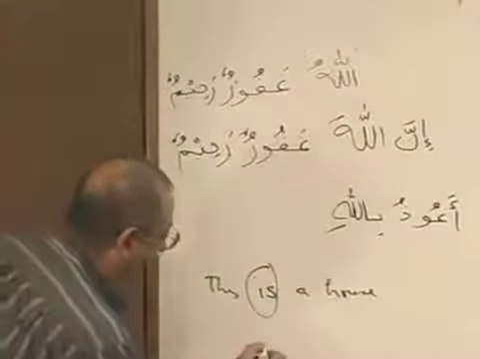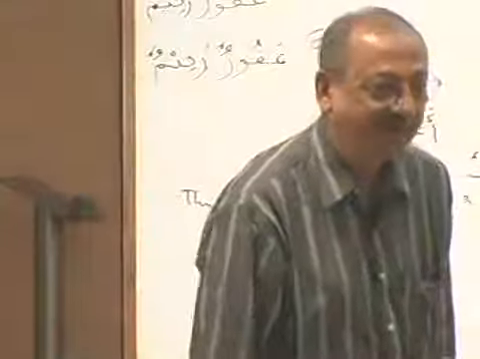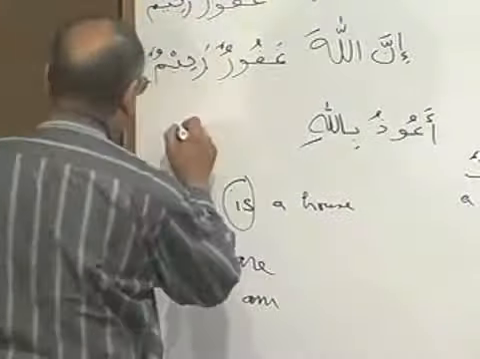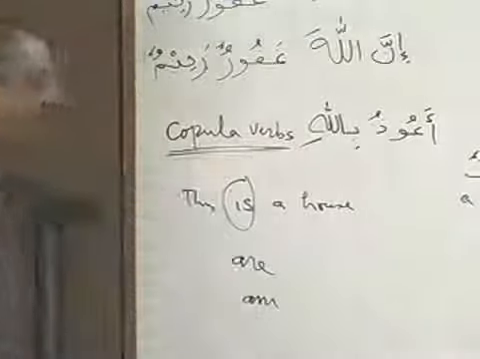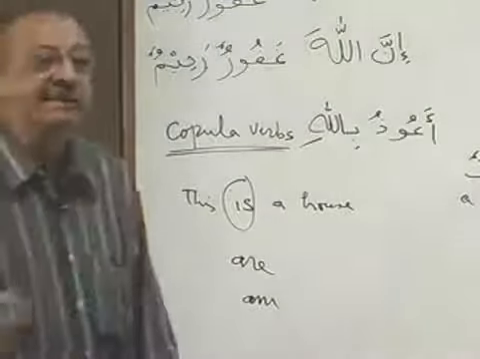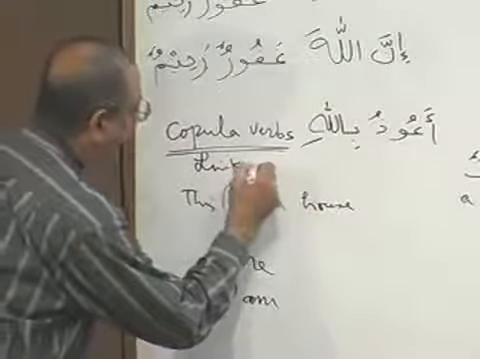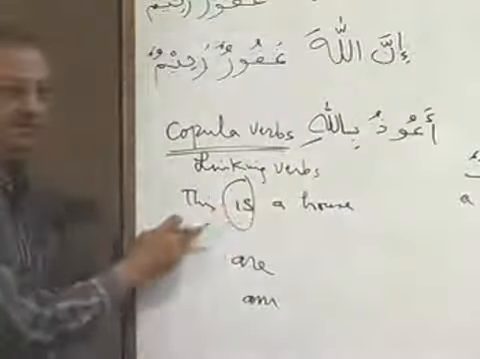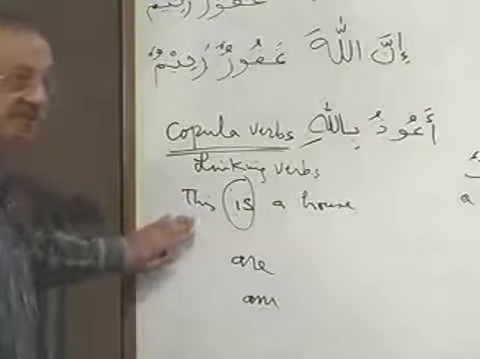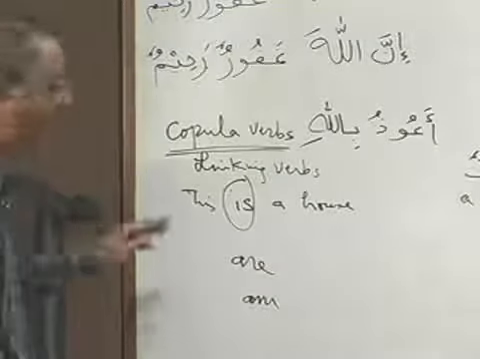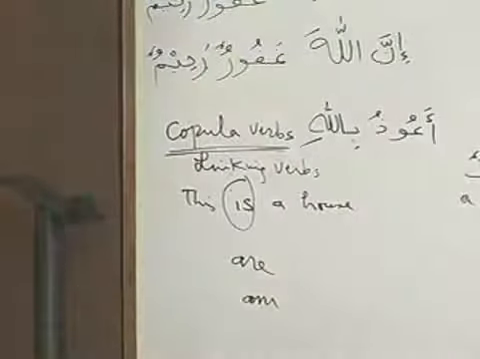Is, are, and am, these are linking verbs. In English, we call it copula. Copula verbs, brothers and sisters? They are intransitive verbs, but I will not go in detail in intransitive. But they are called copula verbs. It means they are linking verbs. They link one noun with another noun. Okay? Or it links the subject with the other noun. They are called linking words in English. They do not exist in Arabic language. They are not there. There is no need.